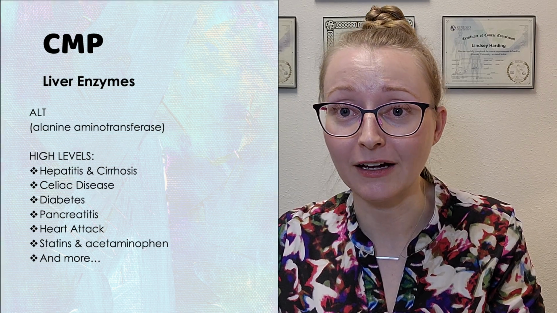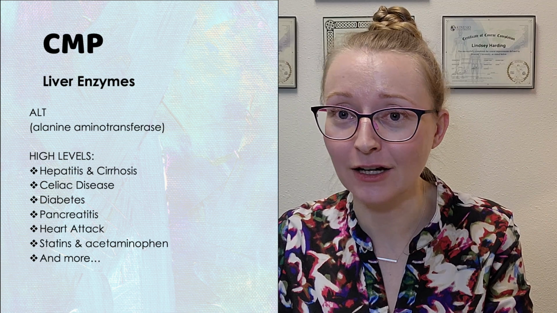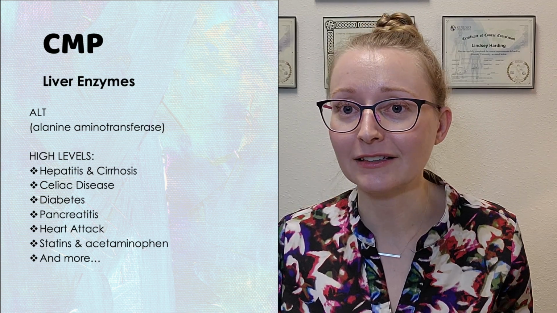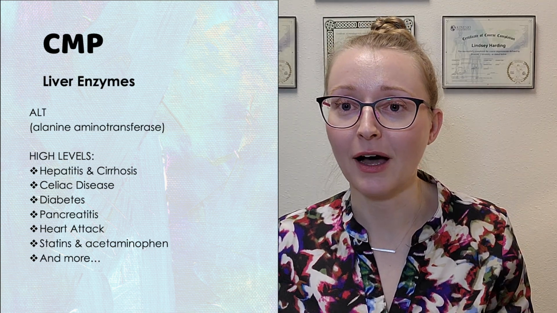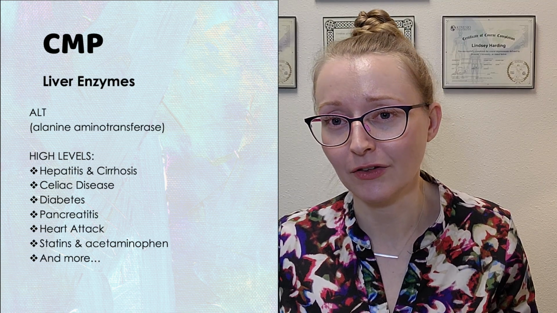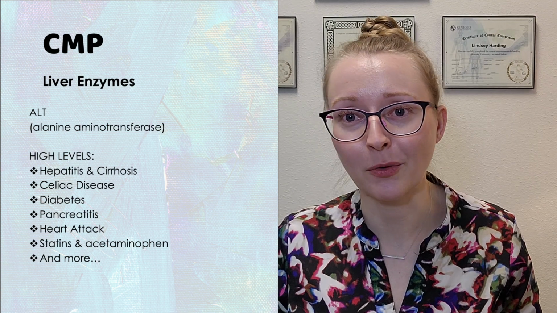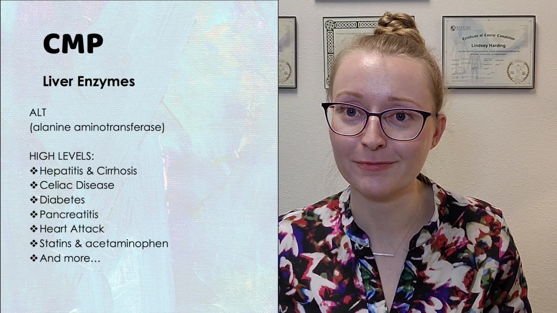And then we have ALT, which is alanine aminotransferase, and this is another liver enzyme. Same idea, it leaks out of the tissue when the tissue is damaged. So high levels of ALT typically indicate damage to the liver. ALT is a little bit more specific to the liver, so it's a more specific indicator for liver disease and liver damage. And that is your CBC and your CMP.